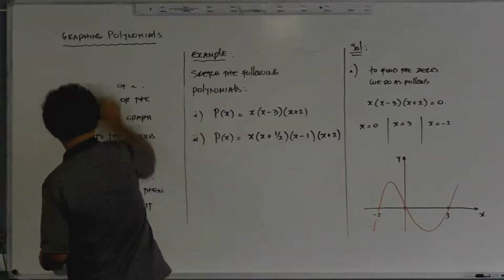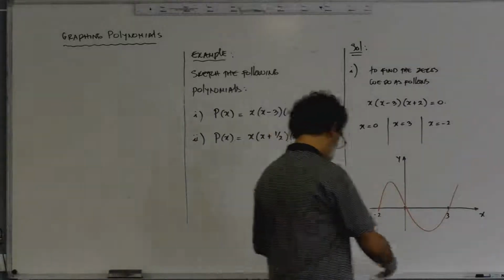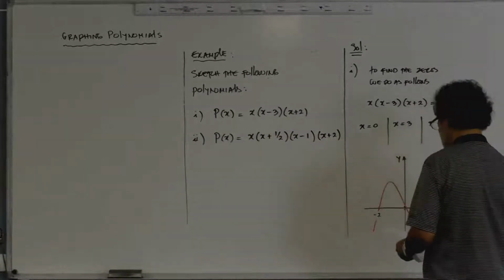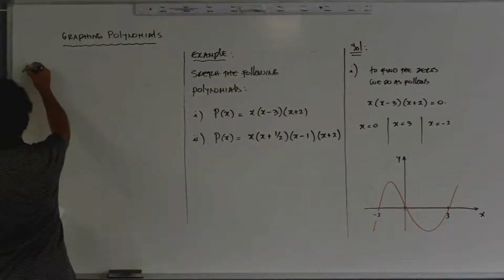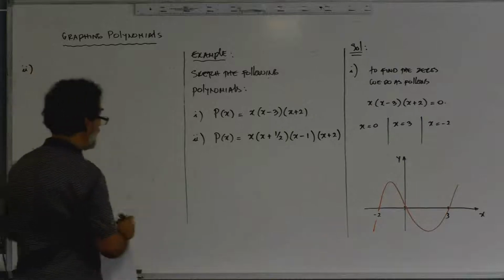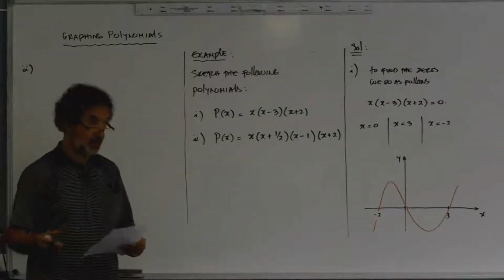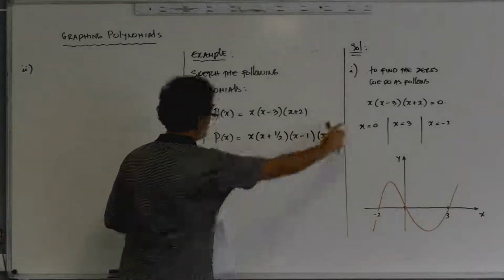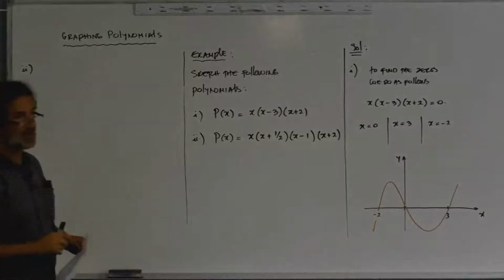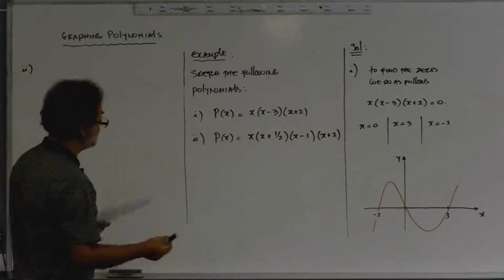Let's do the other one. Okay, the second one, what sort of polynomial is this one? Quartic, because we're going to have x times x times x times x. If you expand this, the highest power is going to be 4, so it's a quartic. And then you do exactly the same.